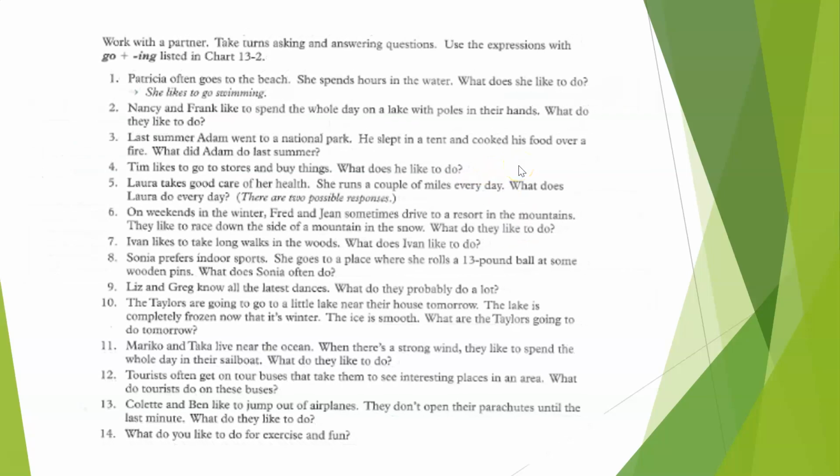All right, so I want you to ask somebody in your family to read these statements for you, and I would like you to use the expressions from the go plus ing list, the previous slide, to describe the activities. Here's an example. Patricia often goes to the beach. She spends hours in water. What does she like to do? You say she likes to go swimming. Yes. So please pause the video, take your time, answer all these questions, ask somebody in your family to help you.